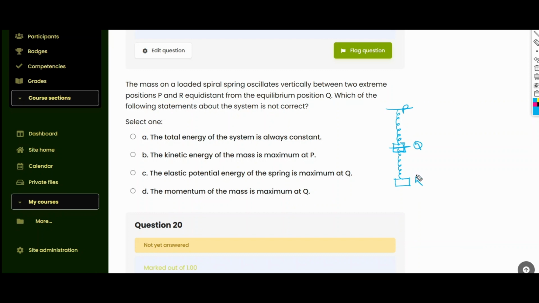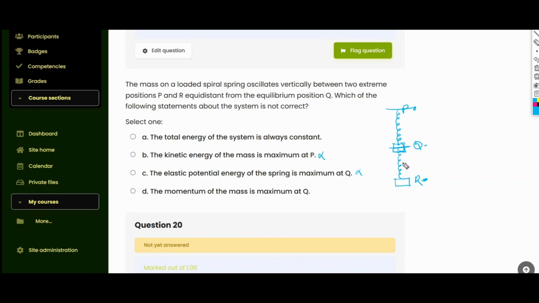So which of the following? The total energy of the system is always constant. The kinetic energy of the mass is maximum at P. So we know that this is not correct, because kinetic energy is always maximum at the equilibrium position, which is at Q. The elastic potential energy of the spring is maximum at Q. We also know that this is not correct, because the potential energy is always maximum at the two extreme positions, or maximum displacement. So the elastic potential energy is maximum here.